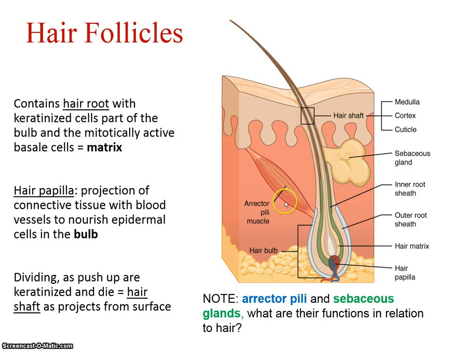There is this muscle associated called the erector pili, and these have sebaceous glands associated with them. So we want to think about that in the next video. What do they do for us?